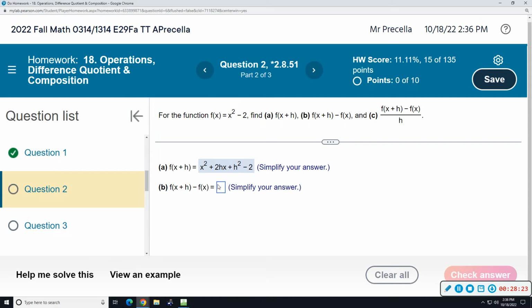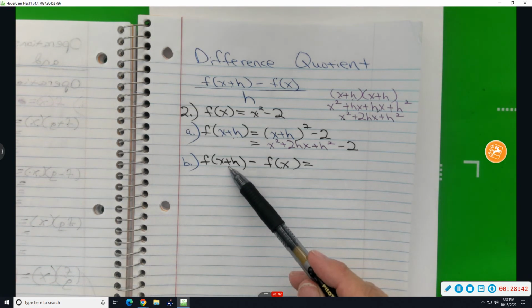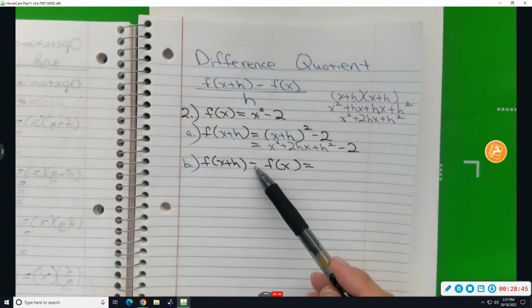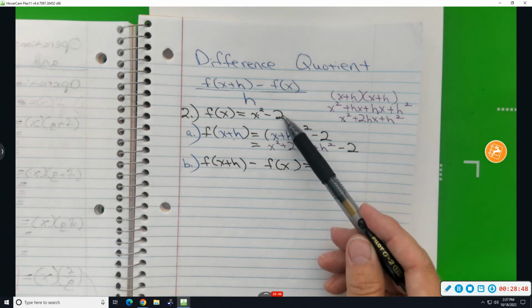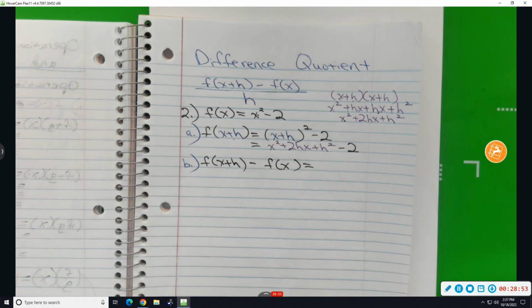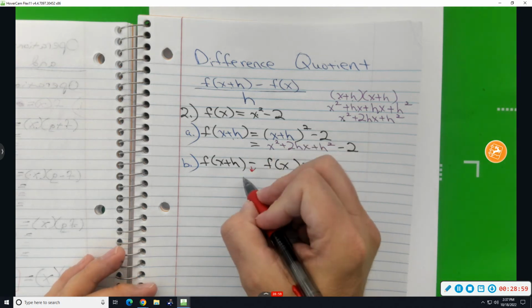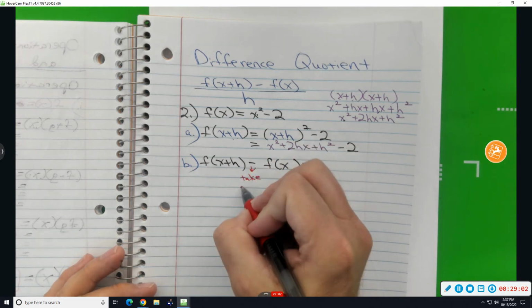This one is going to be literally just adding. If you understand what it's saying, you can get the answer without showing anything. It's a question of what that is saying algebraically. It is saying, take what we just found in part A, then minus x squared minus 2, the original function. That minus is acting like the old-fashioned minus, take away, like 5 take away 3.